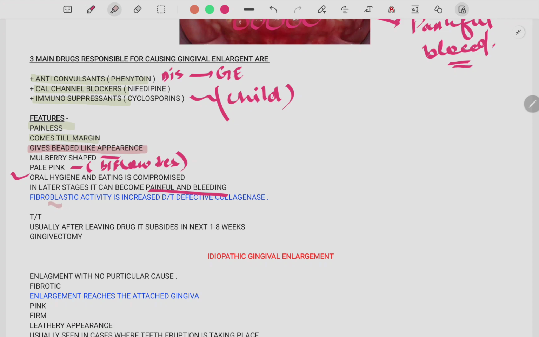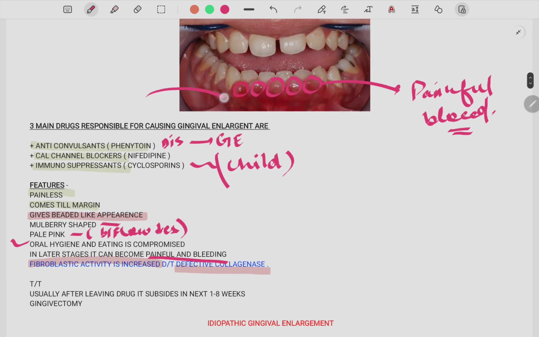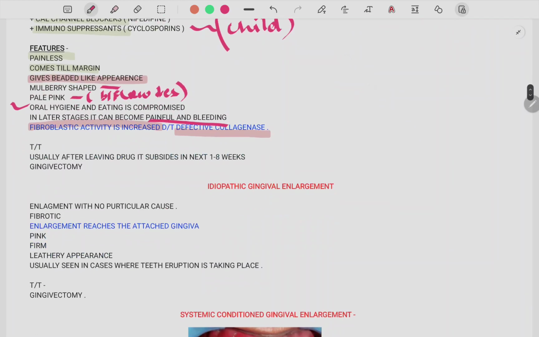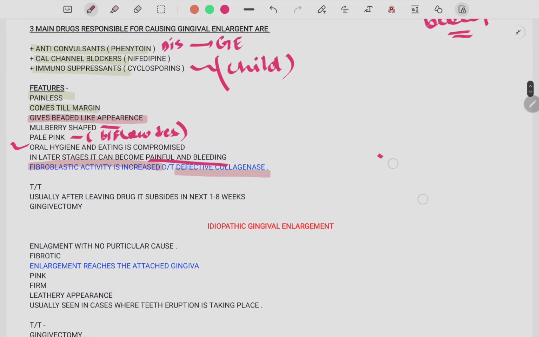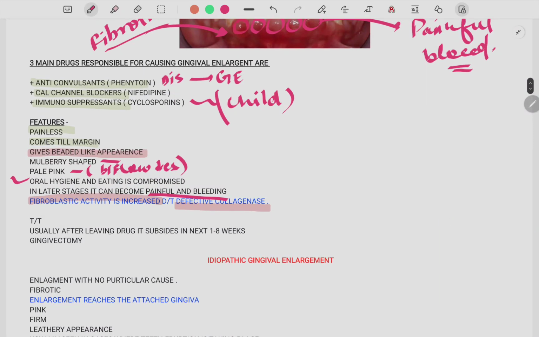One very important point here is that the fibroblastic activity is increased in this condition due to defective collagenase formation. Now as the activity has increased, it will lead to more fibrotic changes, and so the gingiva here becomes very fibrotic to touch. If I talk about the treatment for this, usually when the drug is stopped, in the next 1 to 8 weeks this condition is resolved. Other than that, we can also go for gingivectomy.